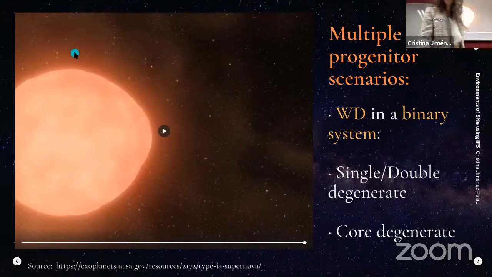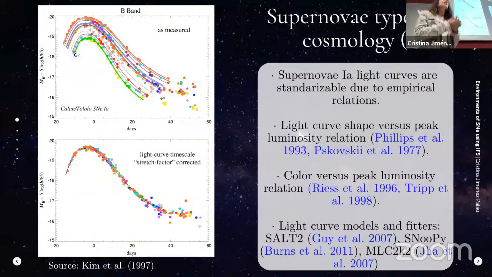So now let's go to the science, to the cosmology, the thing that probably you are most interested in. As we can see here, supernovae type 1a have been broadly used in cosmology because they are standardizable. And this is done because we have some empirical relationships that were discovered quite a while ago. We can see here on the top a few light curves of supernovae type 1a. And then when we correct using these empirical relations, we can see a clear standardization.